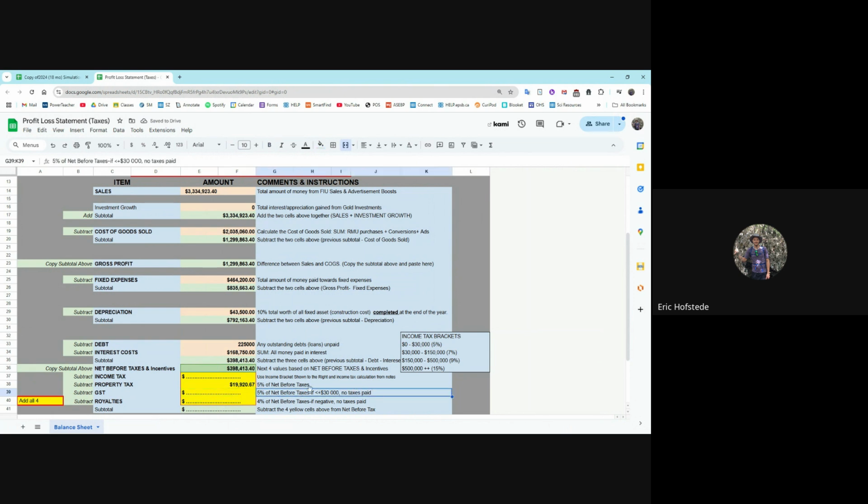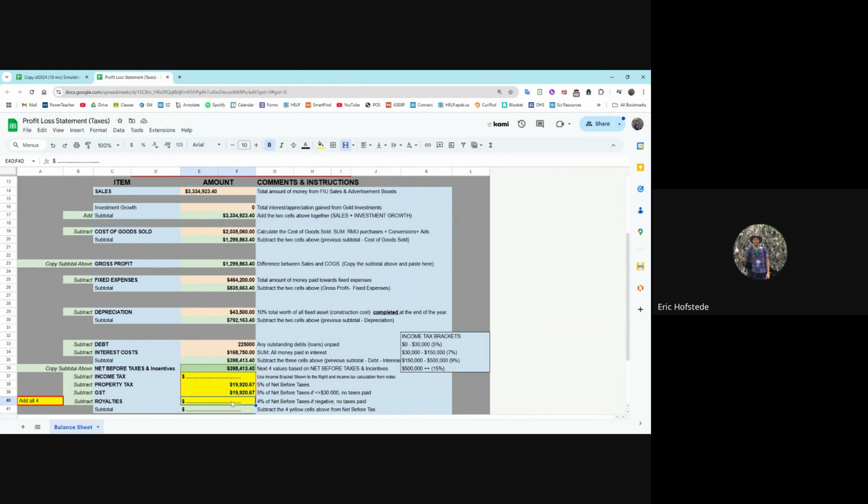This one some people get confused about. It says that it's 5% of net before taxes. Then there's a little comma that says if we have less than or equal to 30,000, no taxes paid. I am greater than 30,000, therefore I will pay tax, and it will also be equal to 5%. So it's going to be the same as that. If you had a negative value or you earned less than 30,000 as this net before tax, that could stay zero. But as soon as you earn over 30,000, you must pay GST.